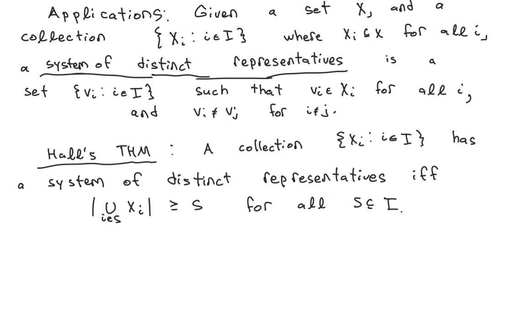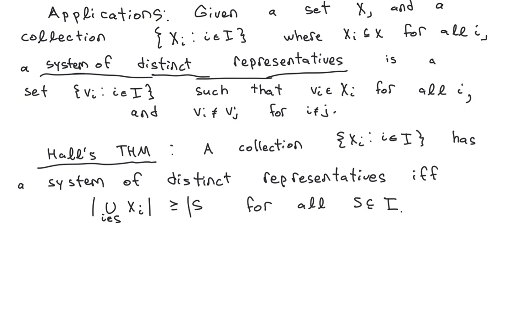So the idea is you can think of this as a bunch of committees, and a system of distinct representatives is choosing a subset of people so that you have exactly one person from each committee. So what was Hall's original marriage theorem? It's determining when such a collection has a system of distinct representatives.